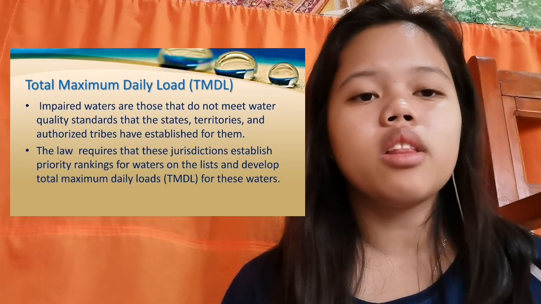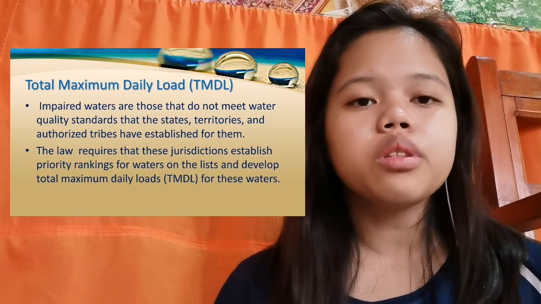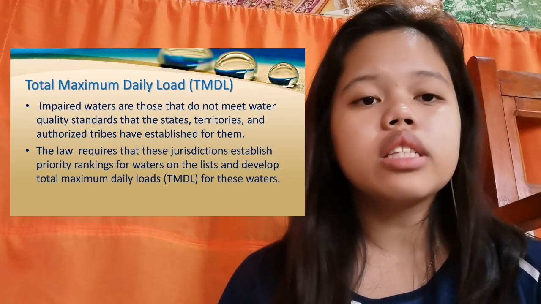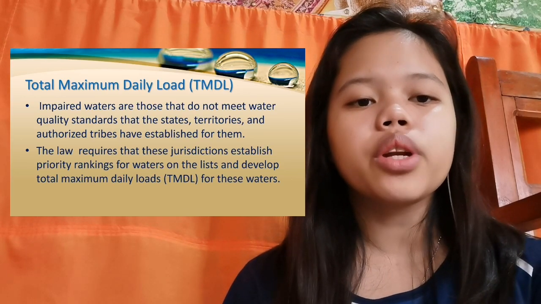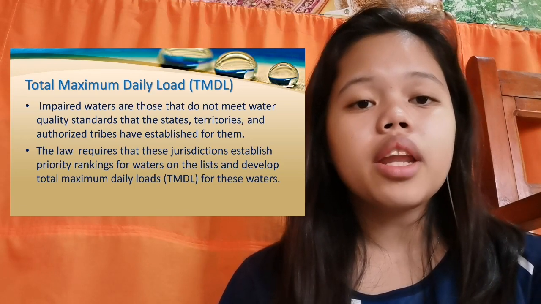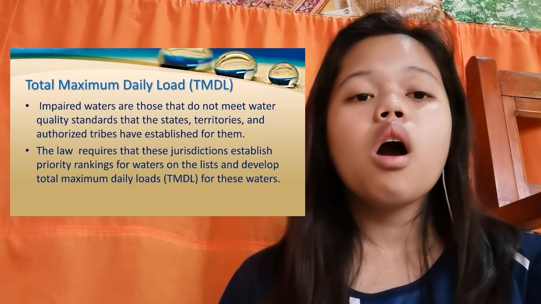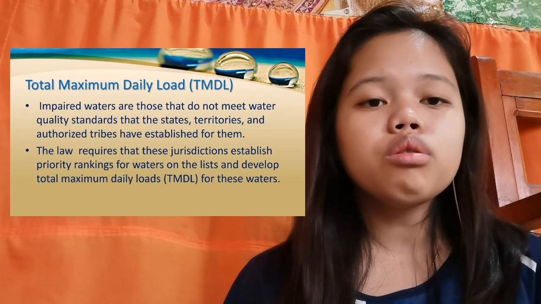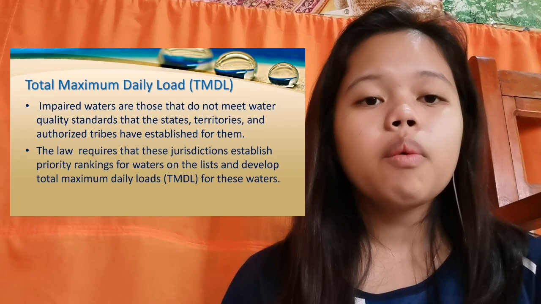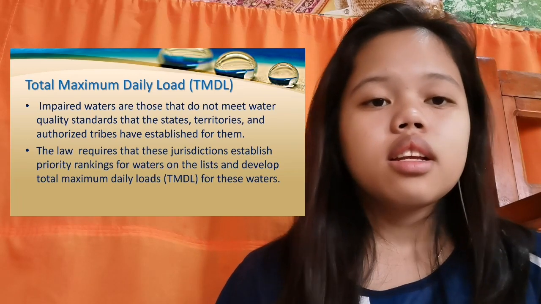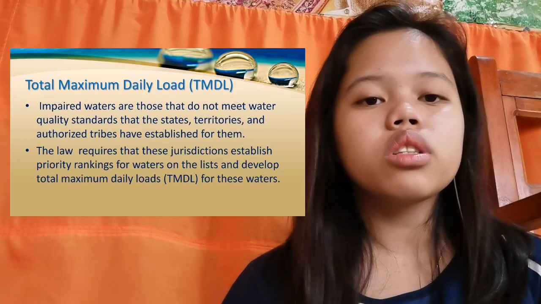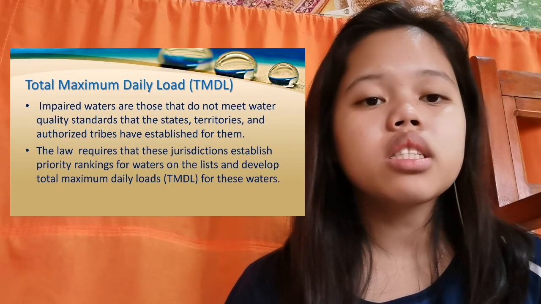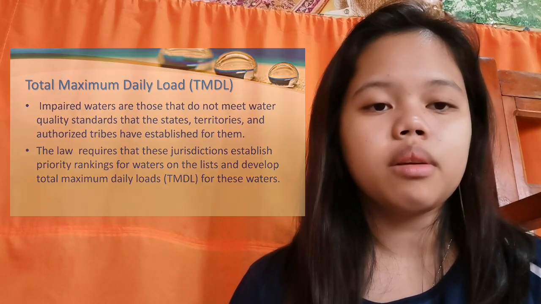Total maximum daily load. Impaired waters are those that do not meet water quality standards that the states, territories, and authorized tribes have established for them. This assessment is made after assuming that point sources of pollution have installed minimum levels of pollution control technology. The law requires that these jurisdictions establish priority rankings for waters on the lists and develop total maximum daily loads for these waters.